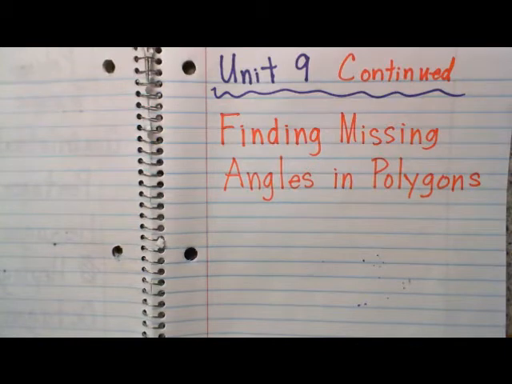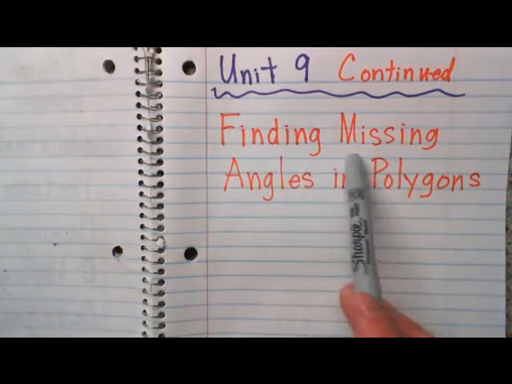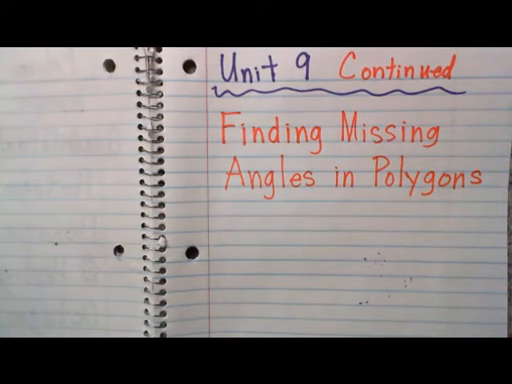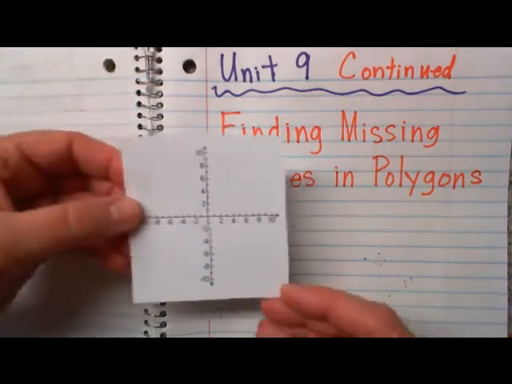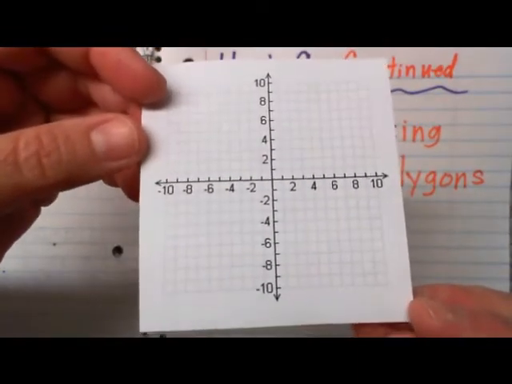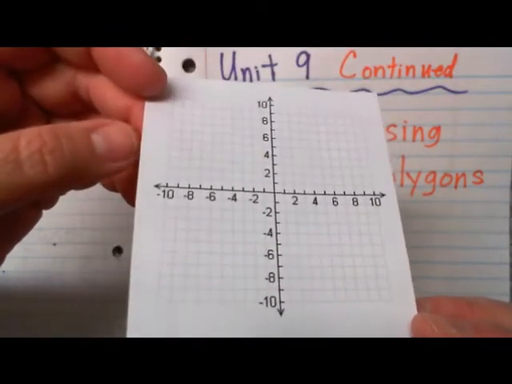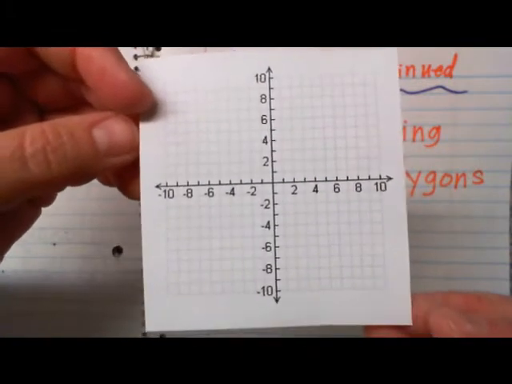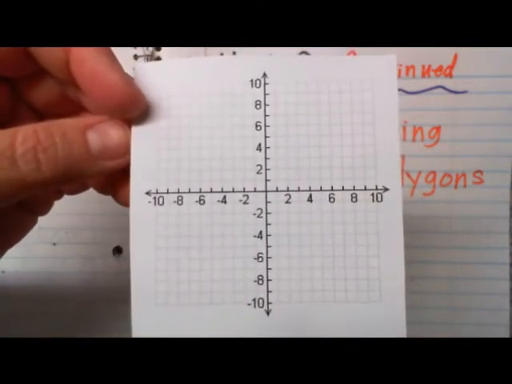Tonight's subject is finding missing angles in polygons, and if you recall, we did a little bit of this already, but there's a few things that we didn't do, and so we're going to finish that up tonight. If you have one of these little graphs here, and you should have, because I think I sent you home with some today, cut out one of these. You're going to use this later in the lesson.